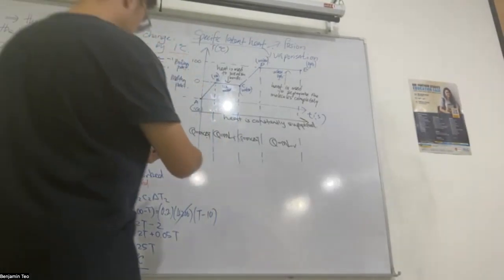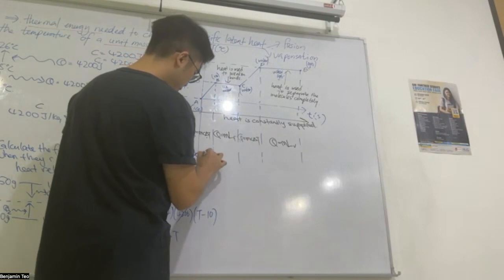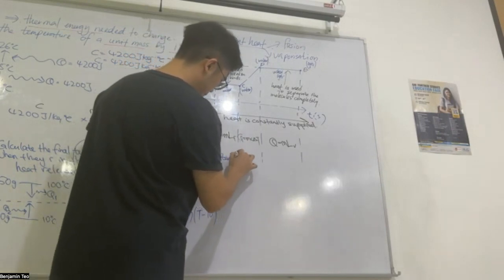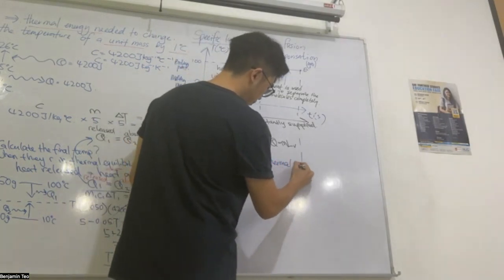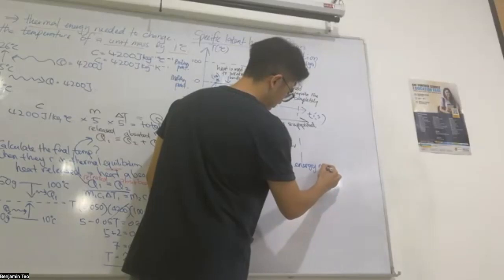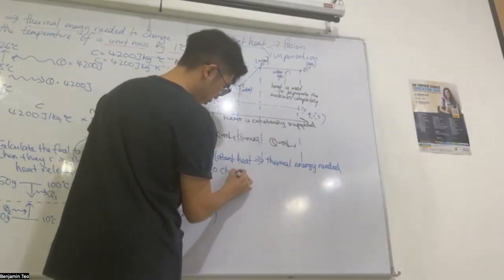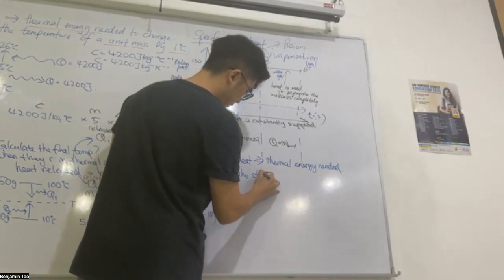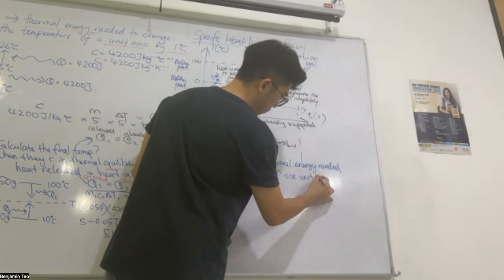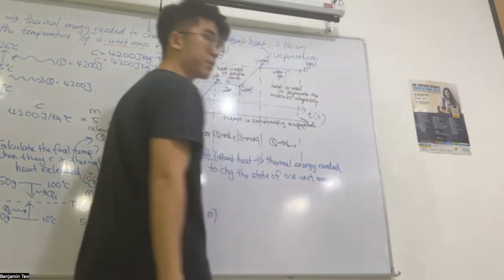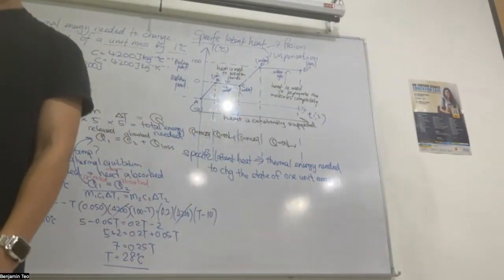Okay, so specific latent heat is the thermal energy needed to change the state of 1 unit mass of substance. This is your meaning.